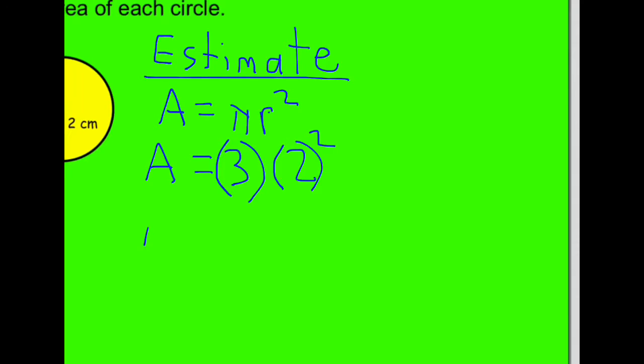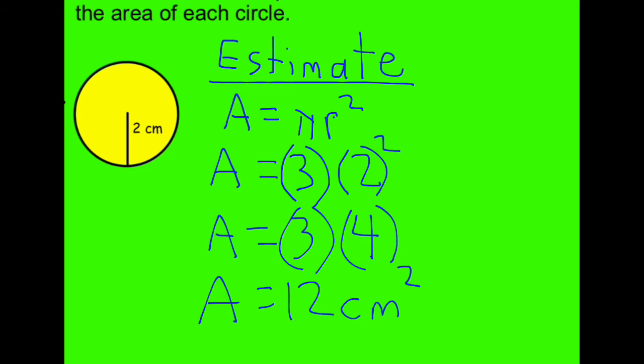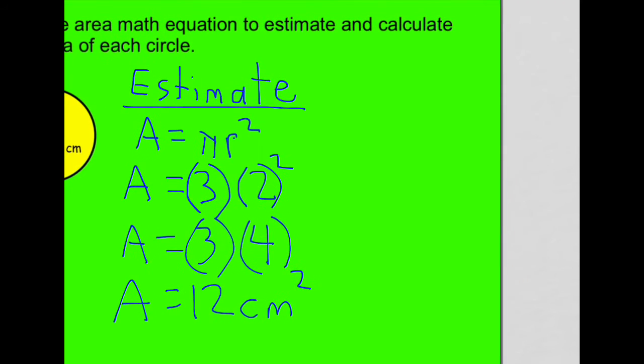So working down the page, A equals 3. And 2 to the power of 2 means 2 times 2, which is 4. Then we multiply that, and we get A equals 12 centimeters squared. What that means is in this circle, we could fit 12 squares that have centimeter sides on them. Area is the amount of space it takes up. But that's an approximate answer. That's the estimate. So now, let's calculate that.